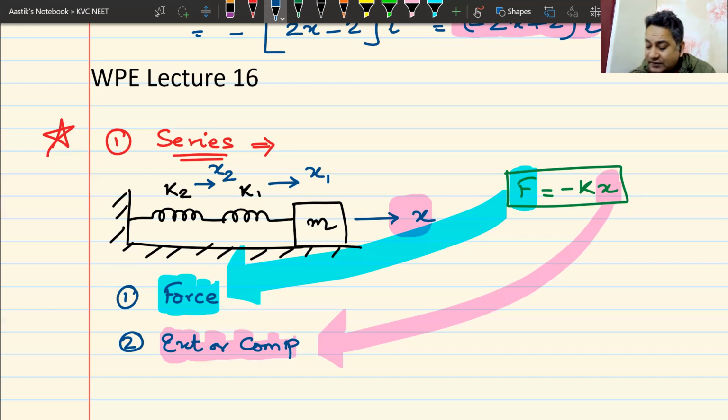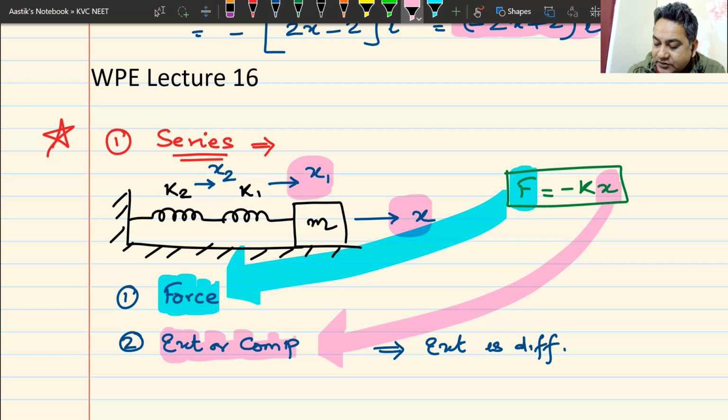So in case of this series combination, the displacements or extensions are different in both the springs. They do not extend or compress by the same amount because that is not possible. In fact, if I look at x1 and x2, there is a relation between x1, x2, and x.